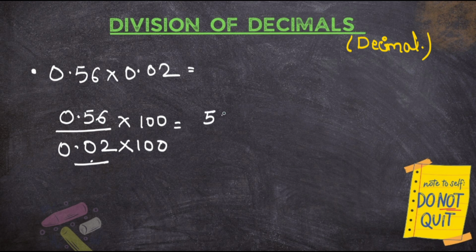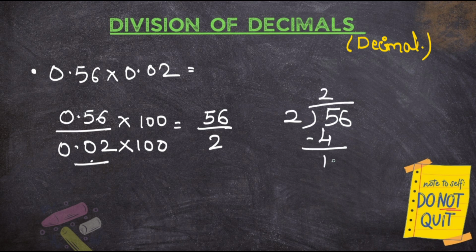So here luckily you have 2 digits only after the decimal point even in the numerator. So here it will become 56 upon 2. Now simply do it, you are lucky because you don't have a decimal here now. So just divide 56 by 2. 2 2s are 4, minus 1, 6. 8s are 16. So your answer is 28.